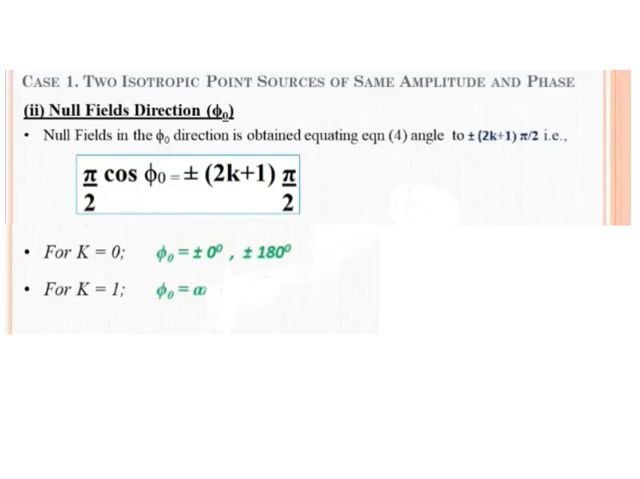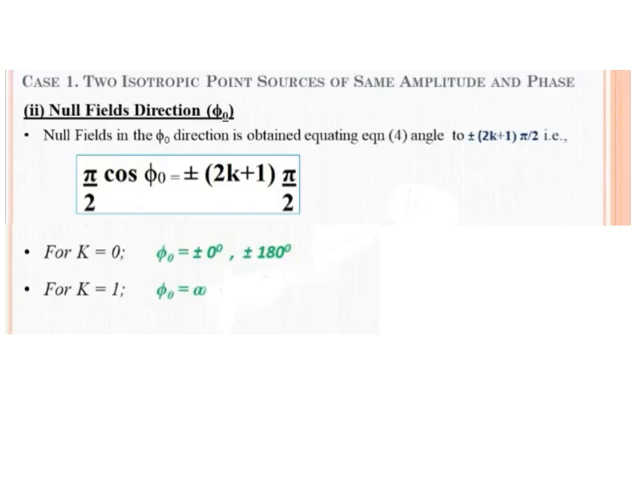Now, let us move on to the null field direction. The null field direction means there is no field, no signal in the field pattern, and we can represent it as ψ naught. This is obtained by equating the equation for the angle to plus or minus (2k+1) times π/2. That is, we are equating π/2 cos ψ naught to plus or minus (2k+1) times π/2. Again, the k value ranges from 0, 1, 2, 3, etc.